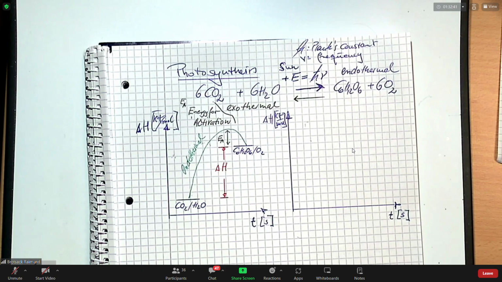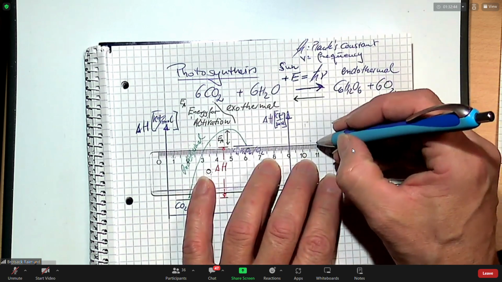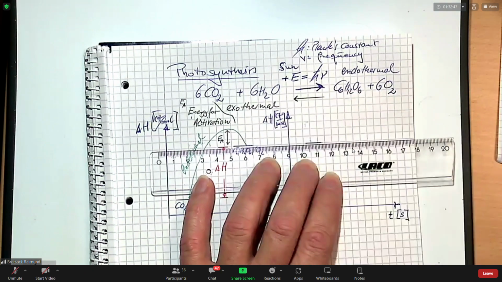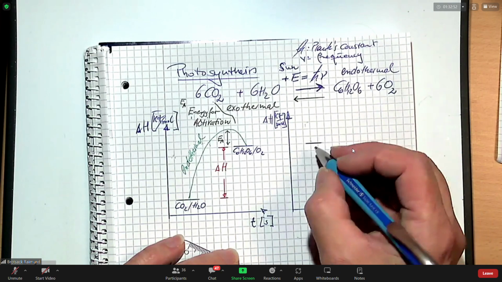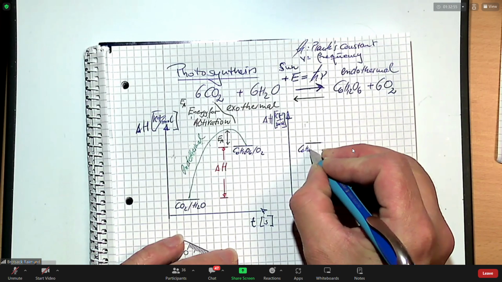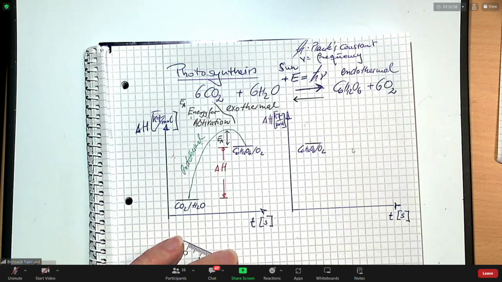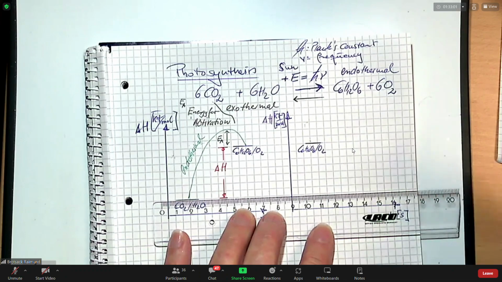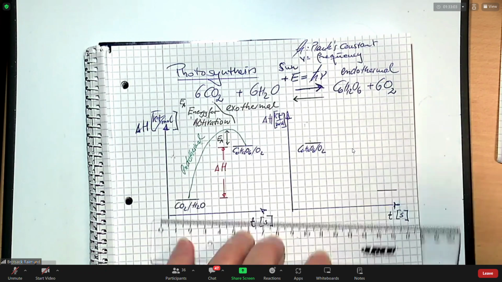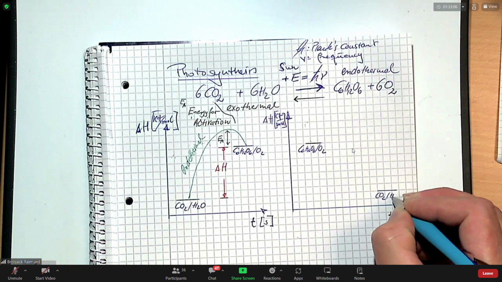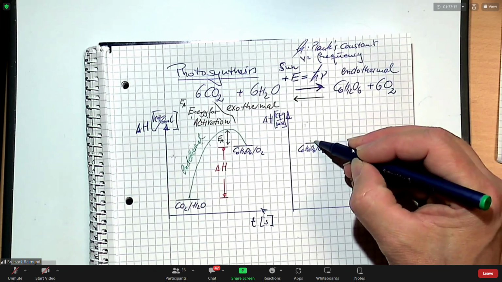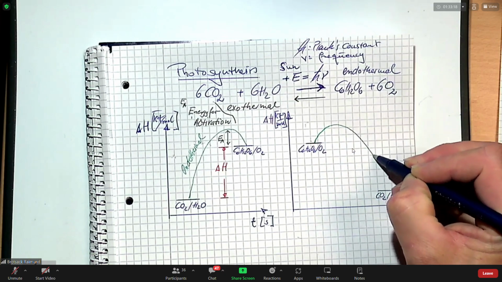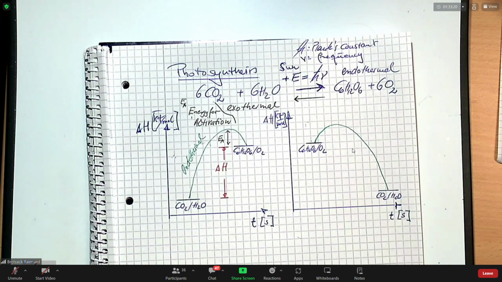The opposite now, when we burn it, we have exactly this level of energy. Now we come from the right to the left. Now these are the educts, so C6H12O6 and oxygen are the educts, and we burn it, and we will end up at the energetic level of CO2 and water. And now the way is the same, but back. Now we come like this to the level of CO2 and water.